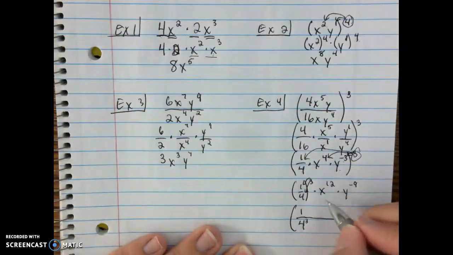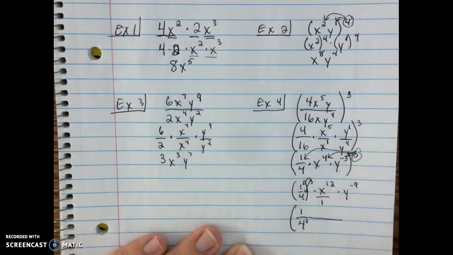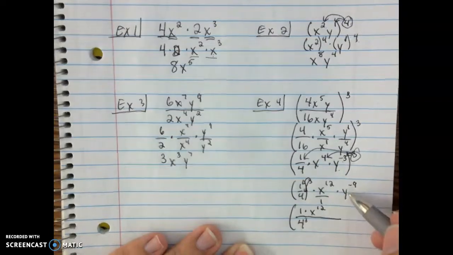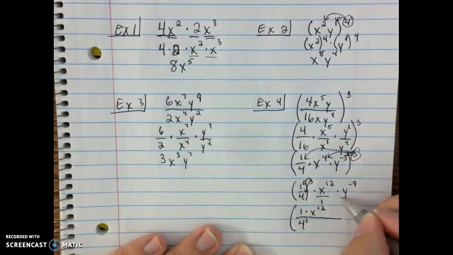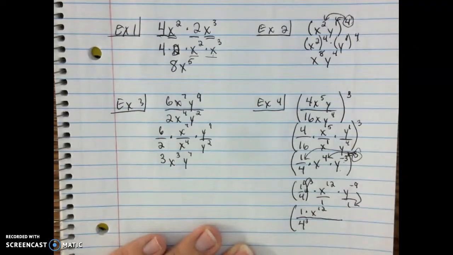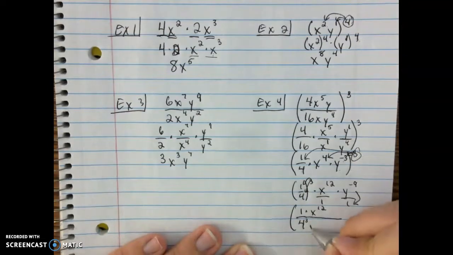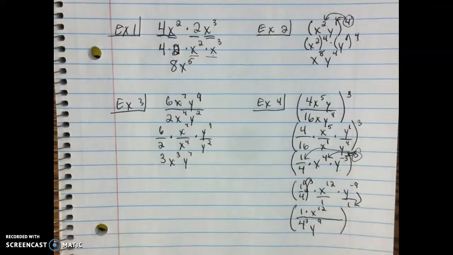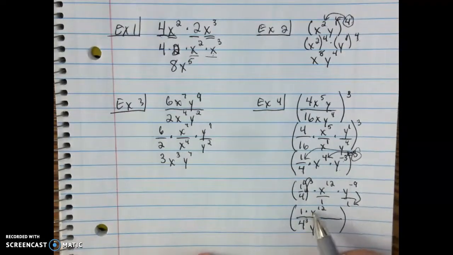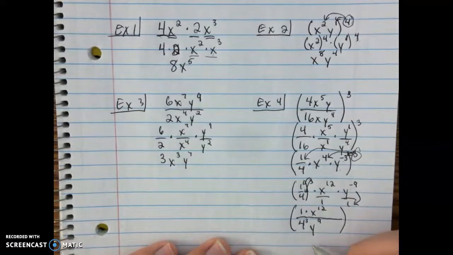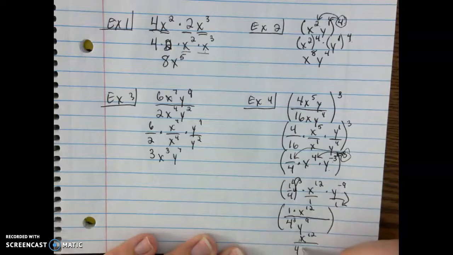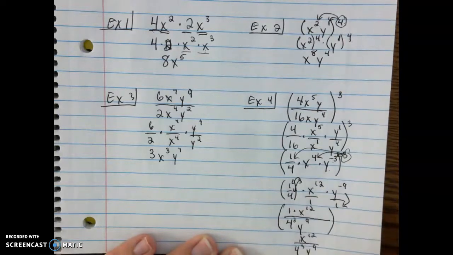Now up here, x to the 12th is the same thing as x to the 12th over 1. So I multiply that by x to the 12th. Y to the negative 9th, we'll put that over 1 as well. And we remember to make this positive, we want to move that to the denominator. So I end up with y to the 9th in the denominator. Let's clean this up a little bit. So we get rid of our 1 times x to the 12th, and we get x to the 12th power over 4 cubed y to the 9th.